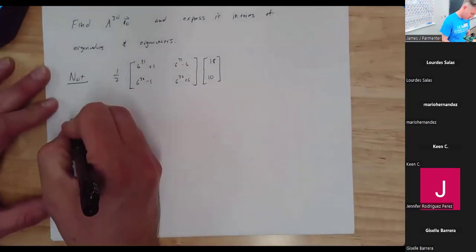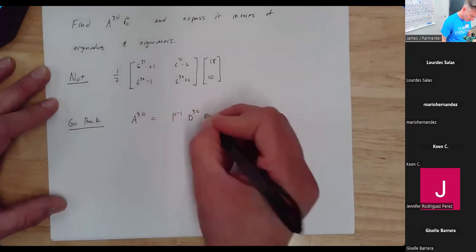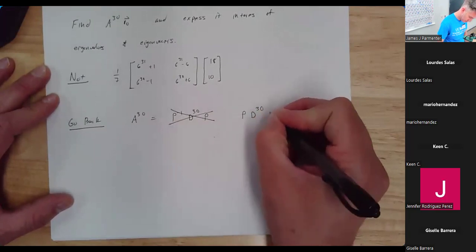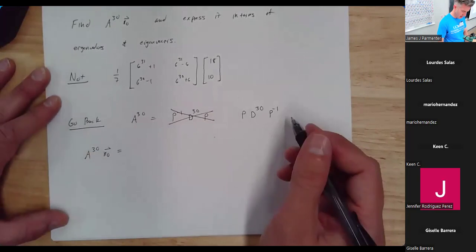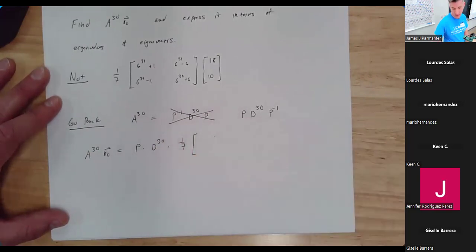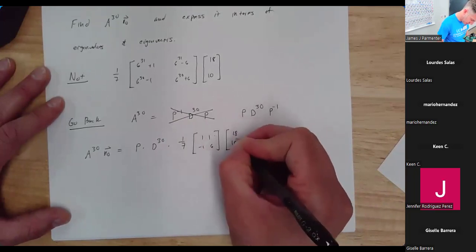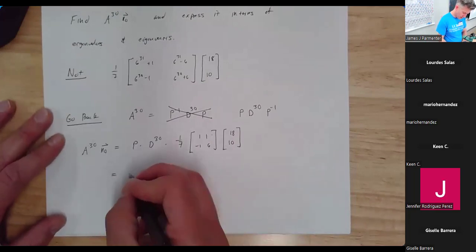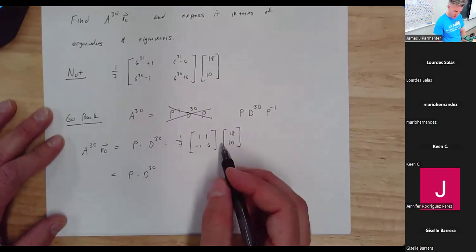We're going to go back to A to the 30th being P D to the 30th times P inverse, and then we're going to multiply both of those things back. Oh, I got the P and the P inverse backwards. And then we're going to say that A to the 30th times N naught is equal to our P times D to the 30th times P inverse times N naught, which is going to be P times D to the 30th times our P inverse, which I am going to write out, which I know. There's lots of things here. Times our N naught, which is a fine choice of N naught, I suppose. Okay. Here's how this ends up going down.